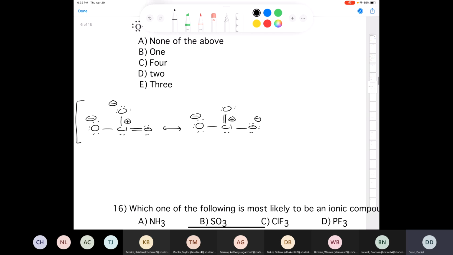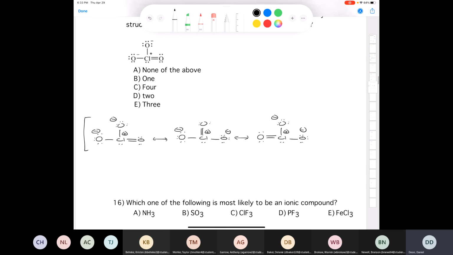But we also know that the double bond could reside between these two atoms over here. So let's give it a shot. We'll paste the polyatomic ion again. We do the same kind of thing here where we'll delete that bond, delete this negative charge, delete that lone pair, and then we'll put the double bond over here, put this lone pair back here, and there you go.